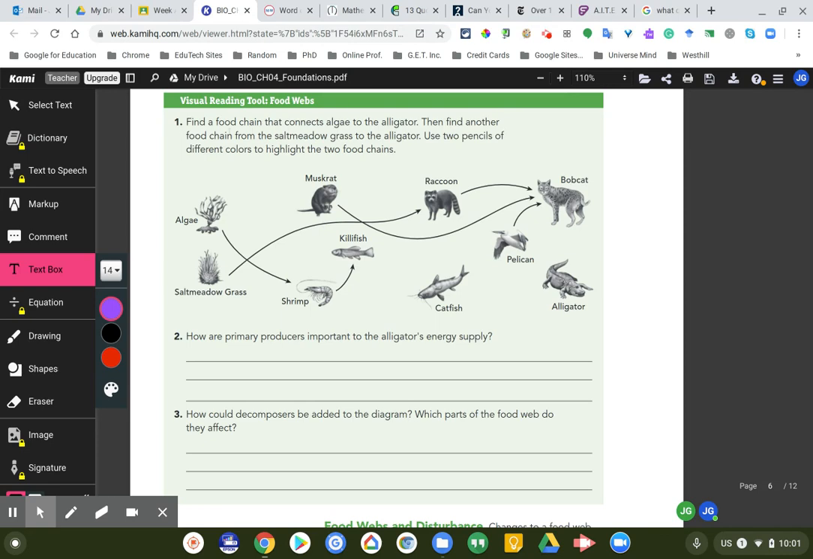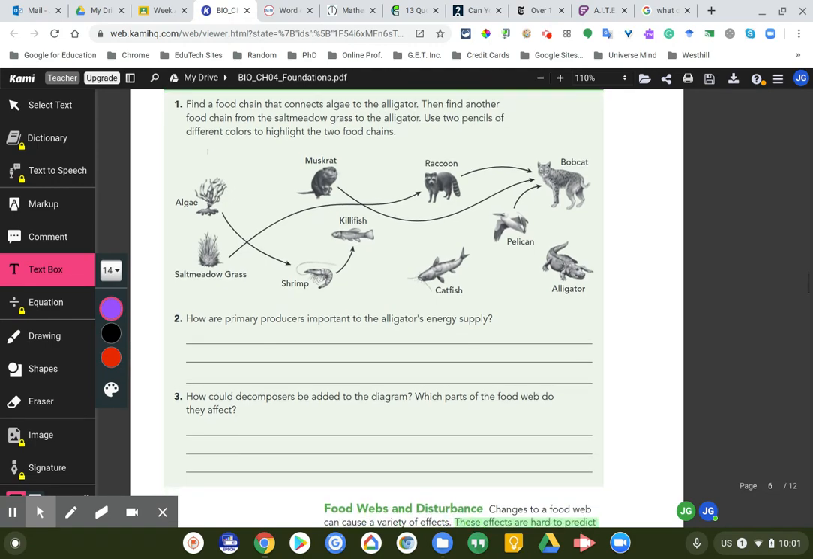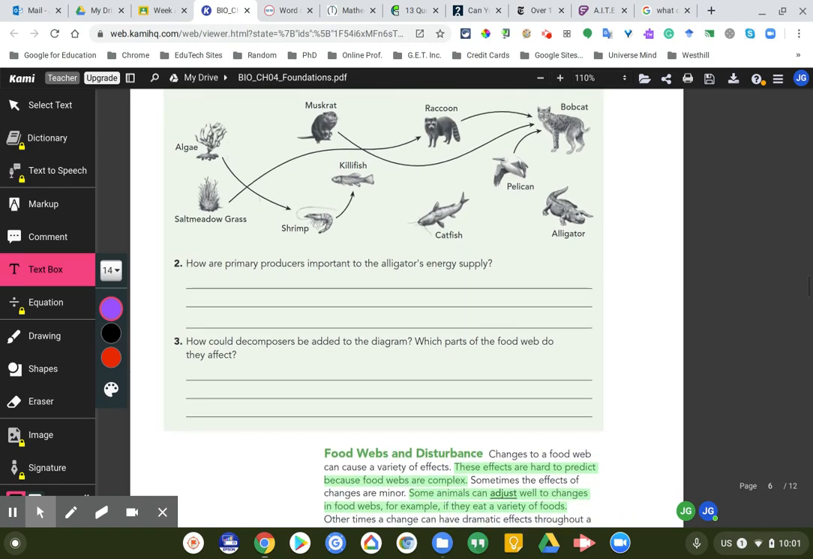Then it says find another food chain from the salt meadow grass to the alligator. Use two pencils of different colors to highlight the two food chains. Now, obviously, I would do this differently. Everybody's going to do this differently here. You can do the algae, maybe to the shrimp, to the muskrat, to the bobcat, to the alligator, or the algae to the shrimp, to the pelican, to the alligator, or the algae to the shrimp, to the catfish, to the alligator, right? You probably do some stuff like that. Sure, why not? Do it.